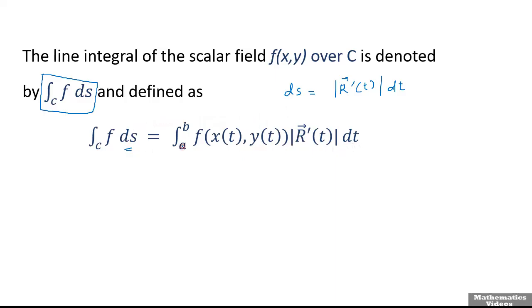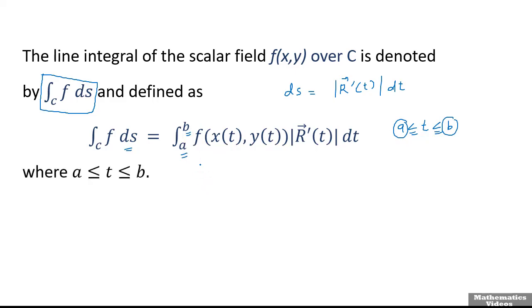And then we have the variation of t from the parametric representation of the curve. This variation is from a to b. So the lower limit of integration with respect to t is a, and the upper limit of integration is b. Therefore, in this integral, a is the lower limit and b is the upper limit of integration. So this is how the line integral of a scalar field is defined.